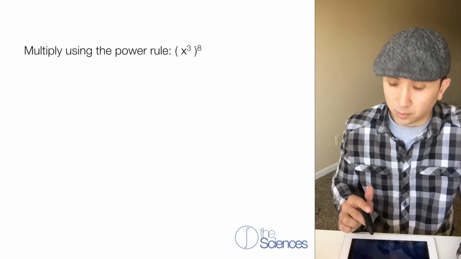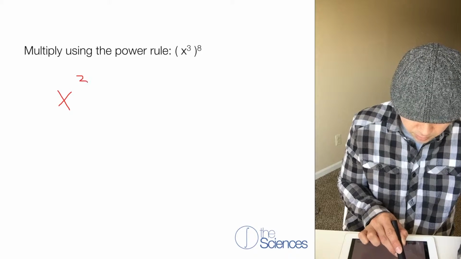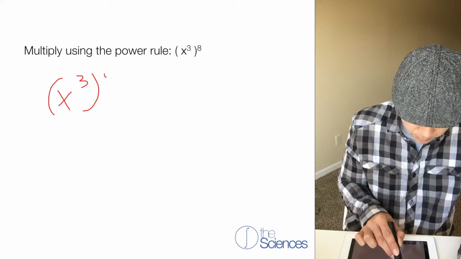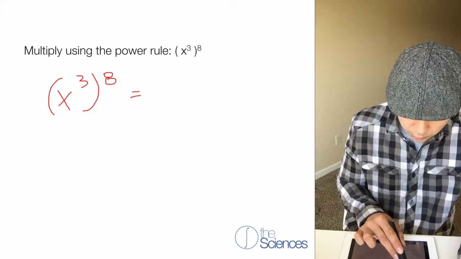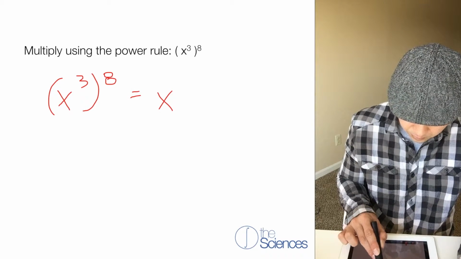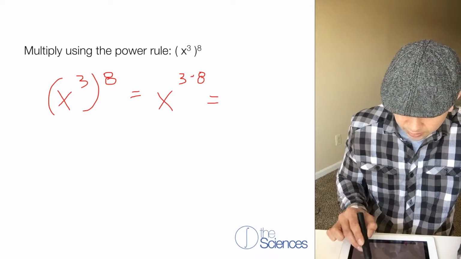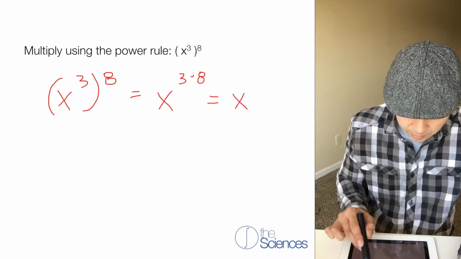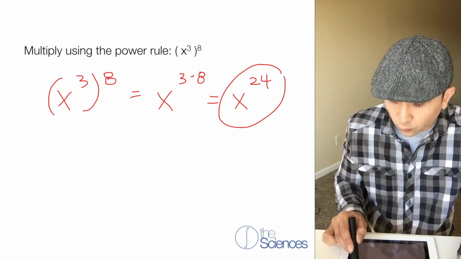So let's do an example. Here we have x cubed raised to the 8th power. So what we're going to do is multiply 3 times 8 and then place that over x. So 3 times 8 is 24, or x to the 24th power.